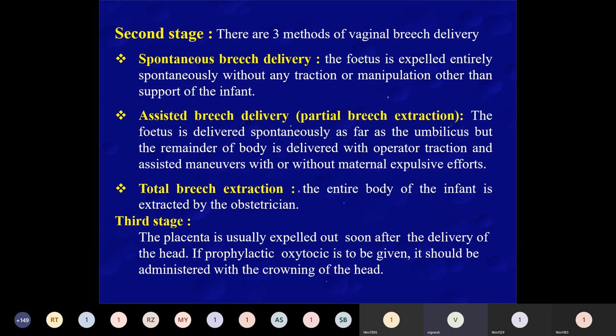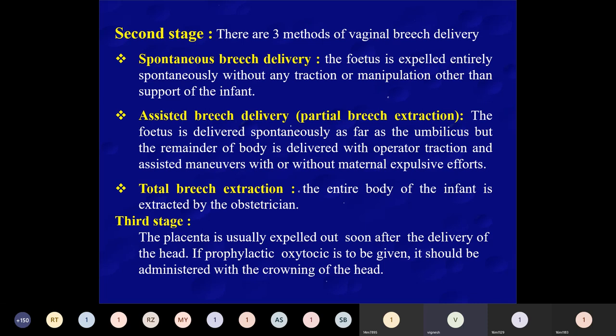Total breech extraction is where the entire body of the infant is extracted by the obstetrician. That is the case in an elective cesarean section, or when the fetus is entrapped and we do a rescue surgery where we push in and extract the breech. Sometimes even in assisted vaginal breech delivery you may have to do some manipulations and extract the breech.